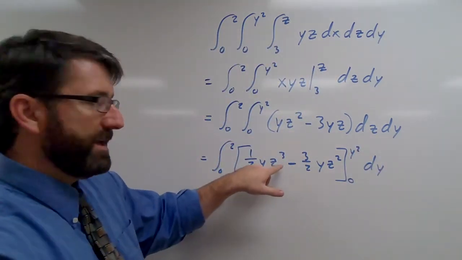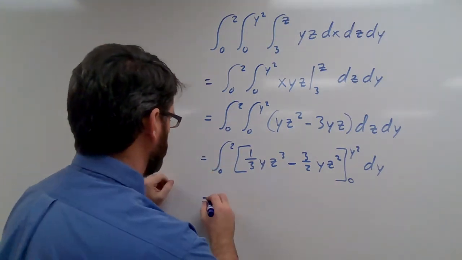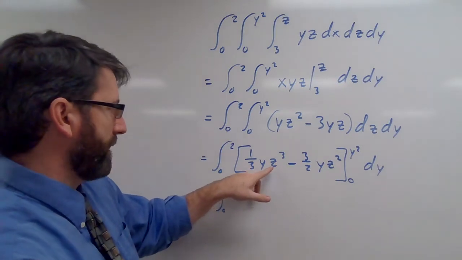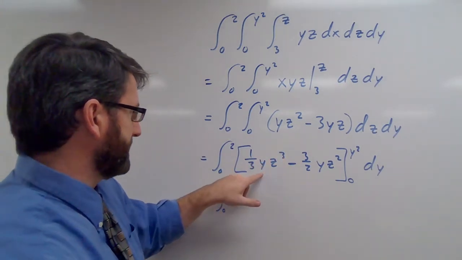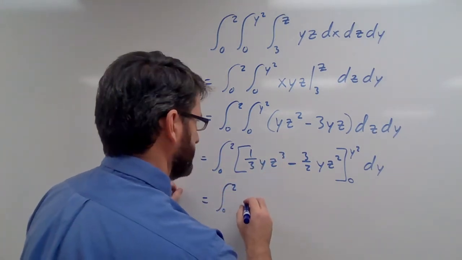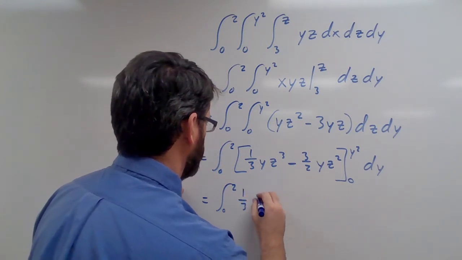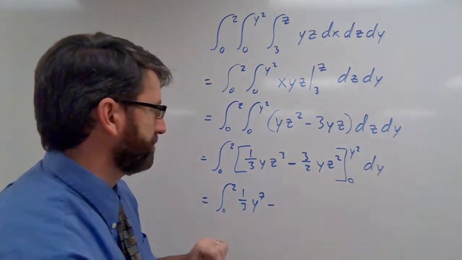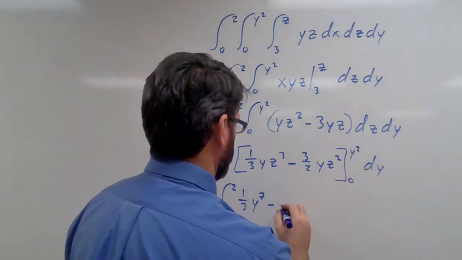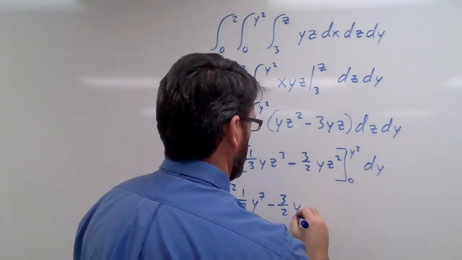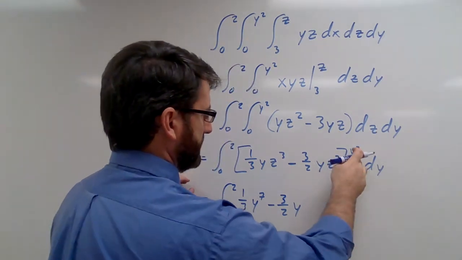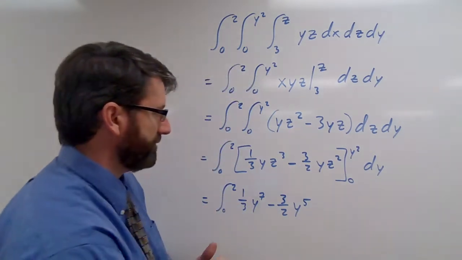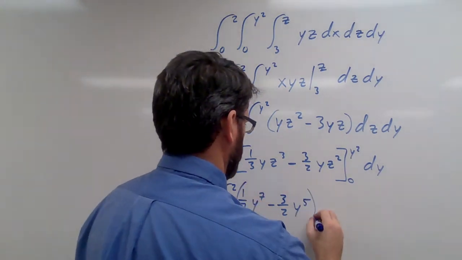So if we plug in y squared here for z, this is going to give us y to the 6th, so y to the 7th. So 1/3 y to the 7th minus 3/2 y to the, let's see, this would be y to the 4th, so y to the 5th.